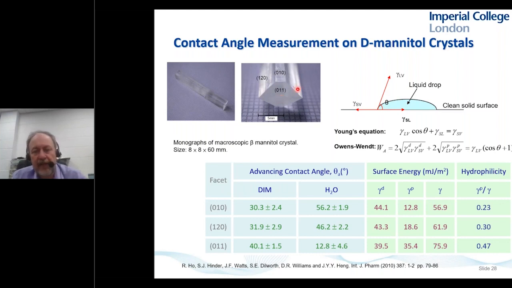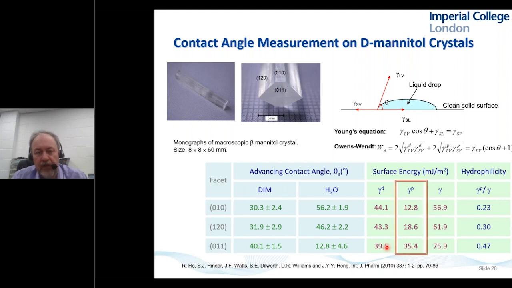At the moment we're going to compare this data with the data we get from IGC. But from the contact angle data, we can determine the dispersive, which is van der Waals, and the polar, which is acid-base interactions, for each of those crystal faces. So if you didn't already know, what you can see here is that the different crystal faces have different surface energies, and that reflects different functional groups on the surfaces.